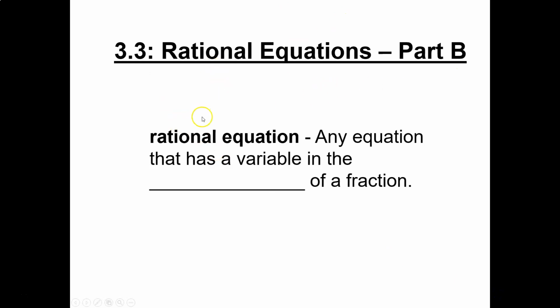Rational equations. A rational equation is any equation that has a variable in the denominator of a fraction. It may also have variables in the numerator, but it must have variables in the denominator. And it might only be one fraction that has a variable in the denominator. But if there is a variable in the denominator anywhere, then it's considered a rational equation.